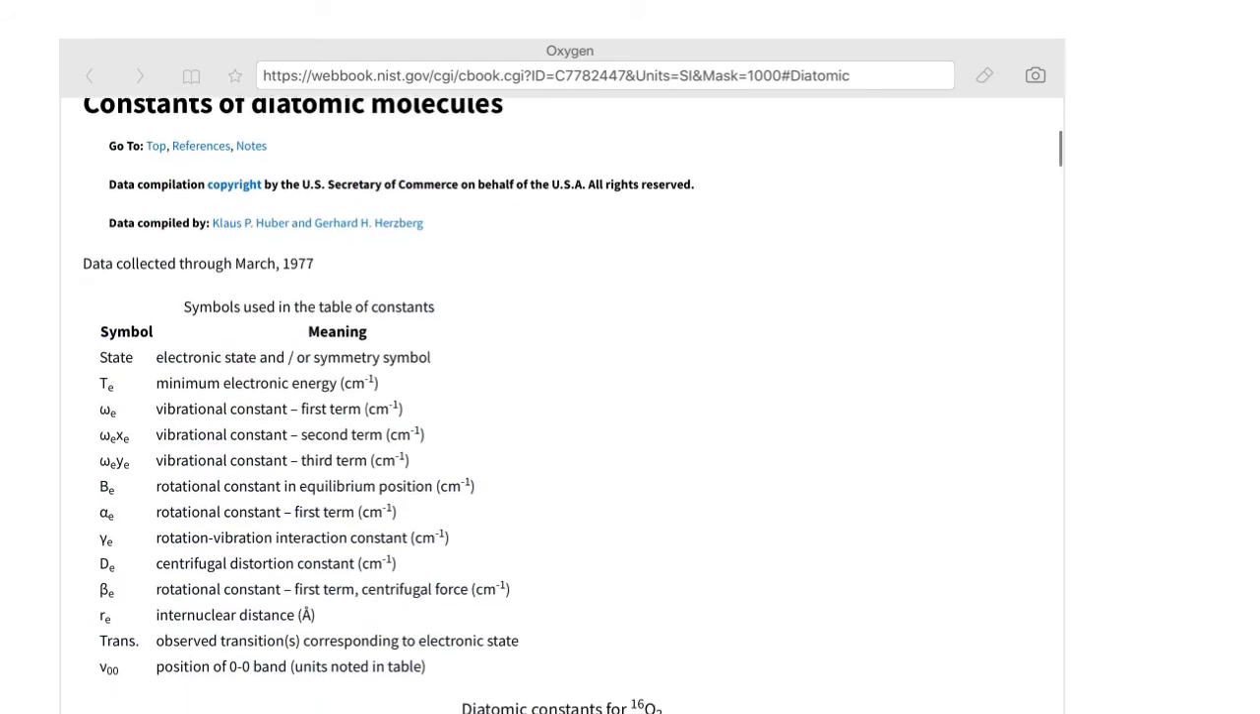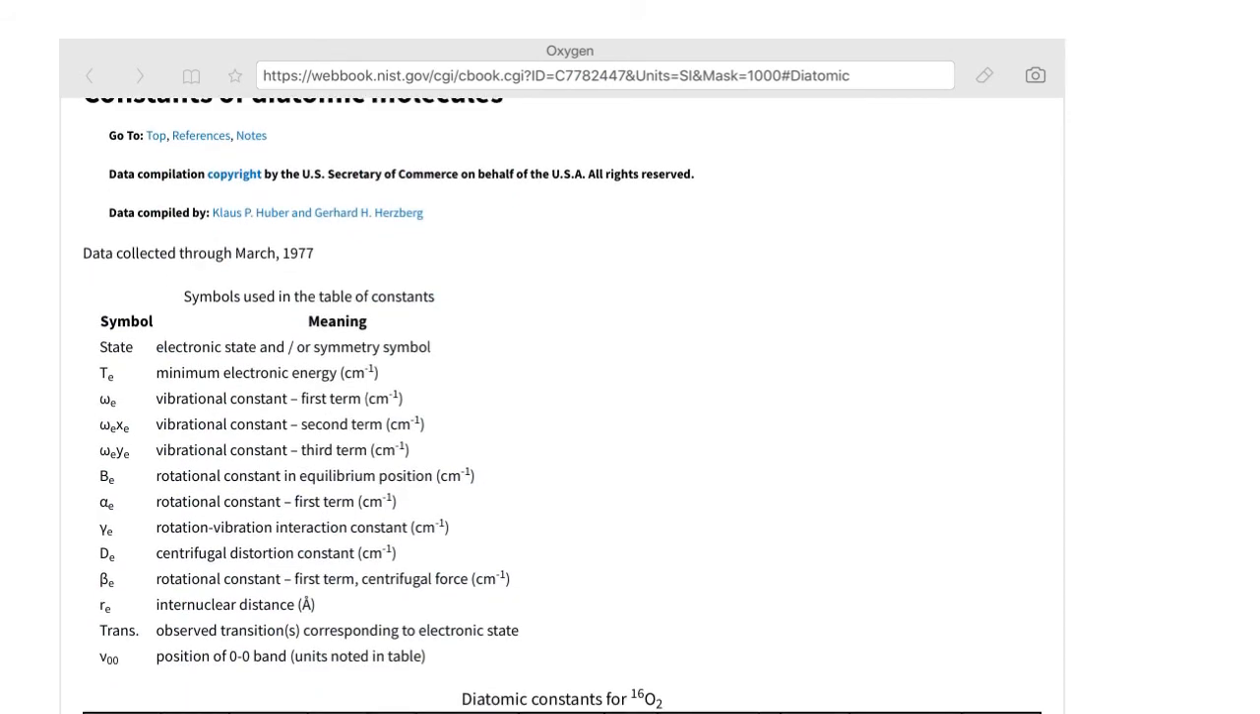What we're looking for is the constants of diatomic molecules section. Now you see here there are some various term symbols. They define their terms slightly differently than I do. They call the vibrational frequency omega E the first term. I call this the harmonic frequency, and what they call the second term, I call the first anharmonic frequency. Then the term they're calling the third term, I call the second anharmonic term.